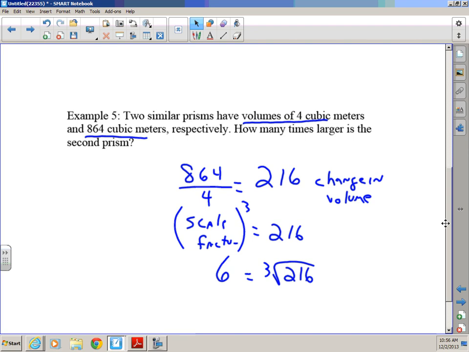So the key today is to understand that when you have similar figures, you take the scale factor and cube it, since we're dealing with volume in 3 dimensions, and multiply that by the prior volume to get the volume of the similar figure.